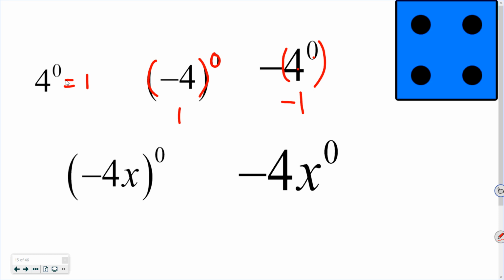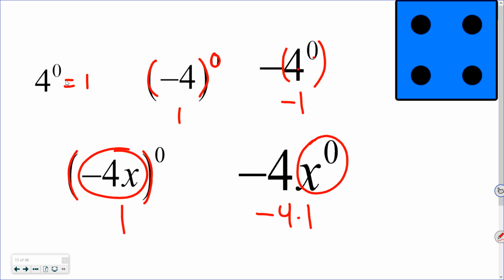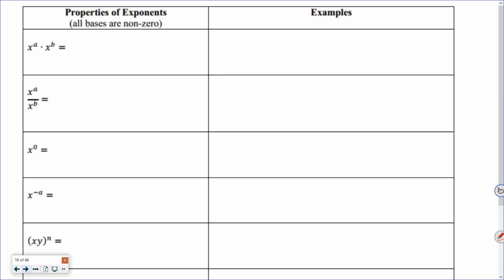But if it doesn't, if there's no parentheses, it only applies to what it's next to. So down here, the 0 applies to everything in the parentheses. That whole thing changes to 1. But on this problem, the 0 only applies to the x, so only it changes to 1. So you'd have negative 4 times 1, which is negative 4. So you just got to be really careful. Whatever the 0 applies to is what you're going to change to 1, but nothing else.